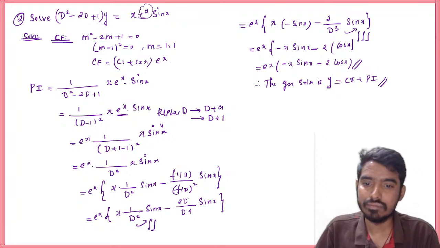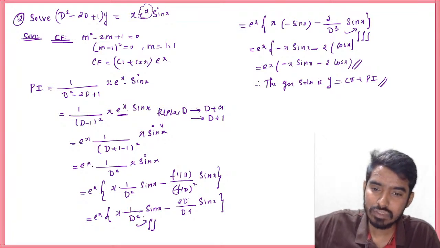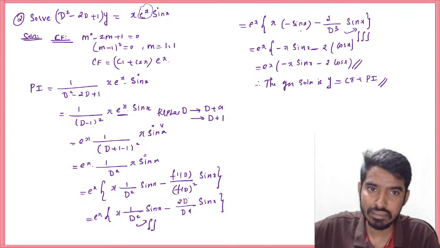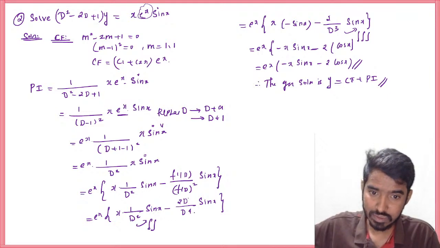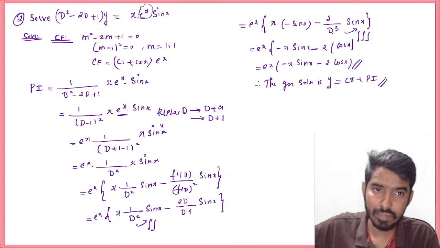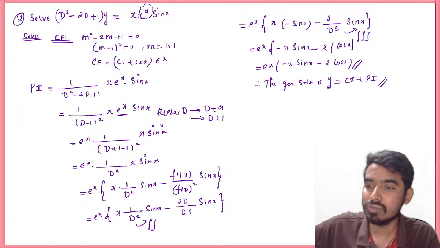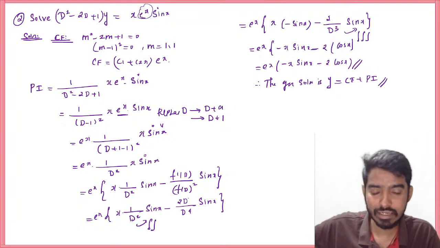Yes, good. So d square is minus 1, so we have minus sin x. That is what we will have here. And here, if you replace d square by minus 1, you will have d square into d, so it will be plus d. So we'll have plus 2 times 1 by d sin x, and 1 by d sin x is minus cos x. So we'll have minus 2 cos x. Same only you'll be getting, right? Yes, good.